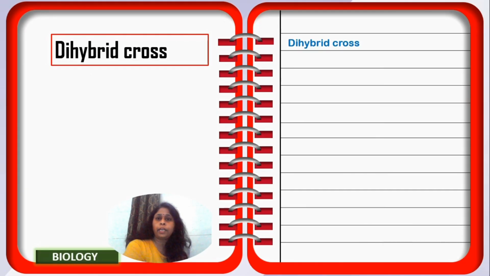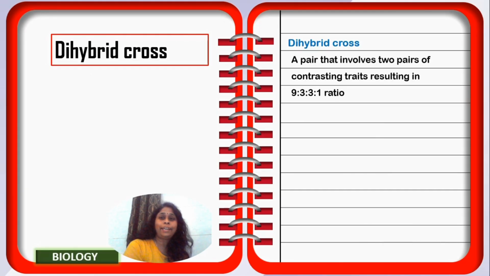Okay, now let's see what is a dihybrid cross. Dihybrid cross is a cross that involves 2 pairs of contrasting traits that results in 9:3:3:1 ratio. Okay, so di means what? 2. That's why it involves 2 pairs of contrasting traits, whereas in monohybrid only 1 pair was there. But in dihybrid cross there are 2 pairs that result in 9:3:3:1 ratio.